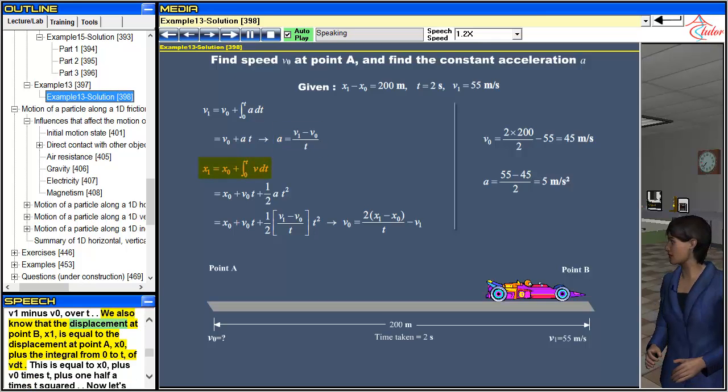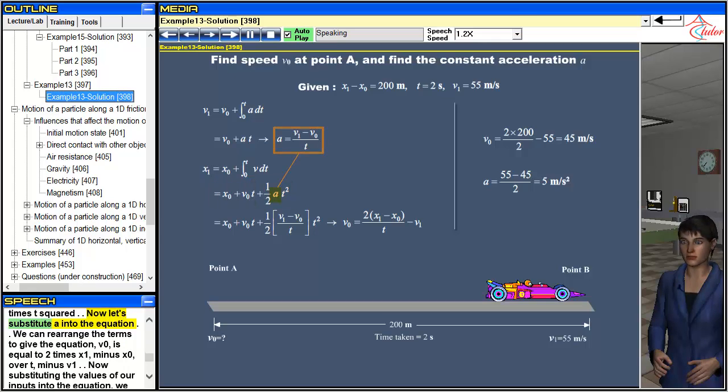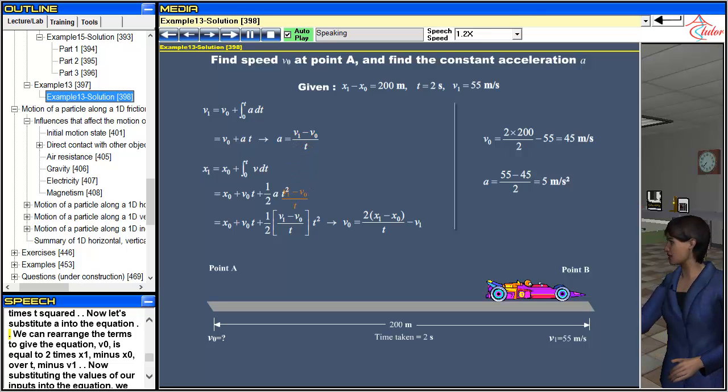We also know that the displacement at point B, x1, is equal to the displacement at point A, x0, plus the integral from 0 to t, of v dt. This is equal to x0, plus v0 times t, plus 1/2 a times t squared. Now let's substitute a into the equation. We can rearrange the terms to give the equation, v0, is equal to 2 times x1 minus x0, over t, minus v1.